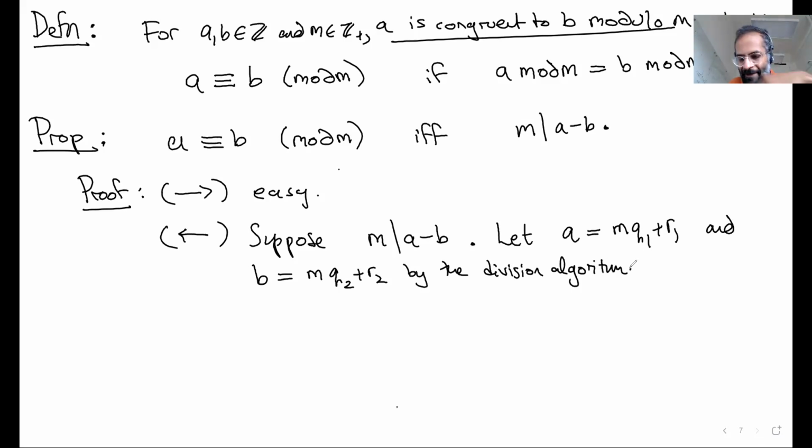So I'm implicitly saying I can choose Q1, R1 and Q2, R2 so that A is equal to M Q1 plus R1 and B is equal to M Q2 plus R2. I'm just saying divide A by M and divide B by M and see what the remainder is. And what's our goal? Our goal is to show that R1 equals R2. It never hurts to write down what you're going to show, just to remind both yourself and the reader what you're going to do in the proof.